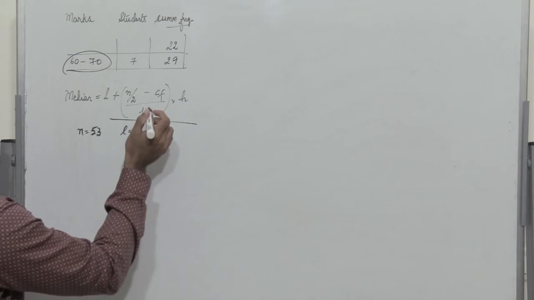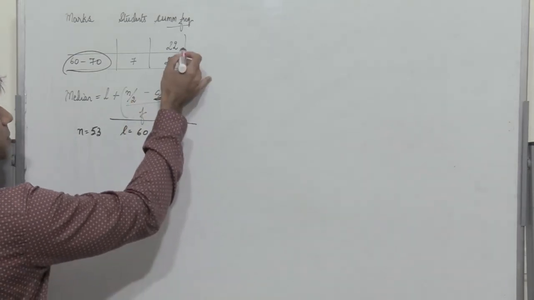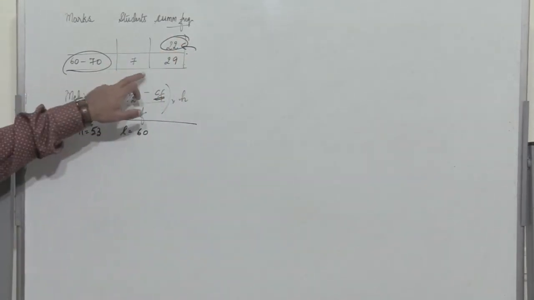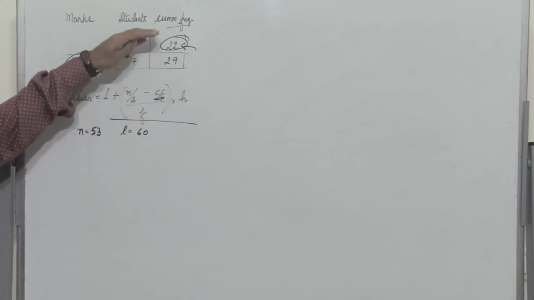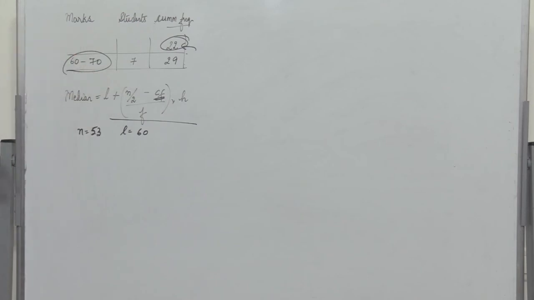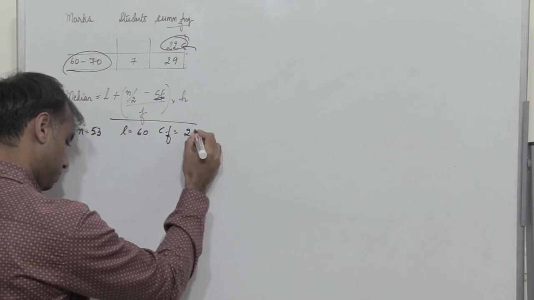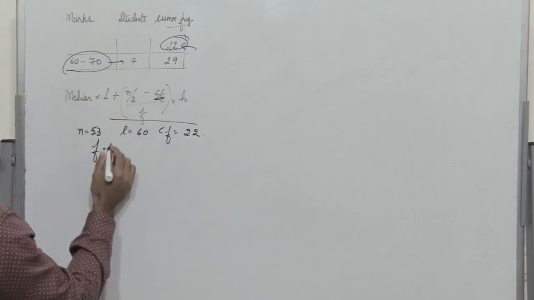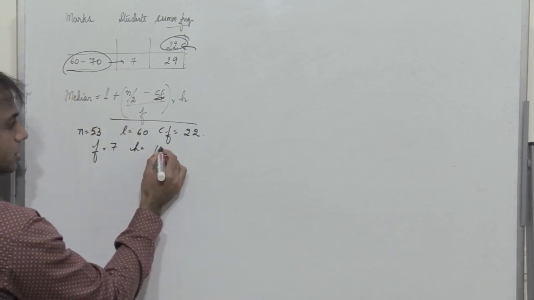Now CF happens to be the cumulative frequency of the preceding class interval, right? So the current cumulative frequency is 29, so I need to enter the cumulative frequency of the interval preceding the median class, so CF is 22. Next, F happens to be the frequency of the median class, which is 7, and H of course is the size of the class interval, which is 10.